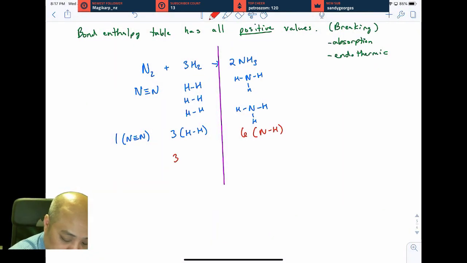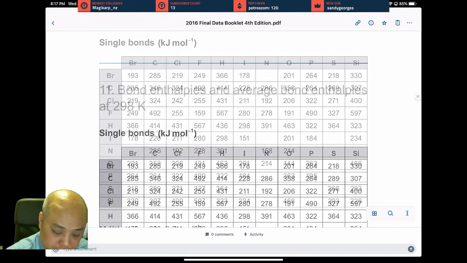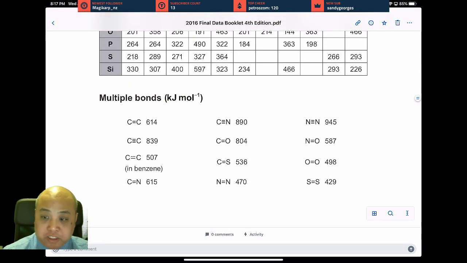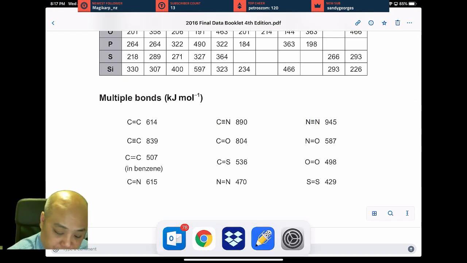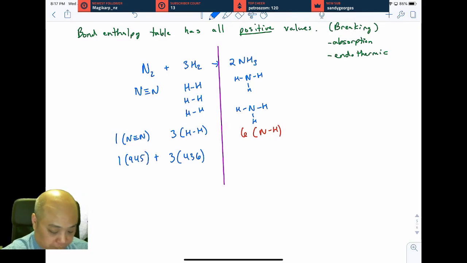So for an H bond, it is 3 times 436. Okay, and an N triple bond N, triple bonds are down here, is 945. So that's 1 times 945. And you add those together. So 945 plus 3 times 436. And that is 2,253. Okay.